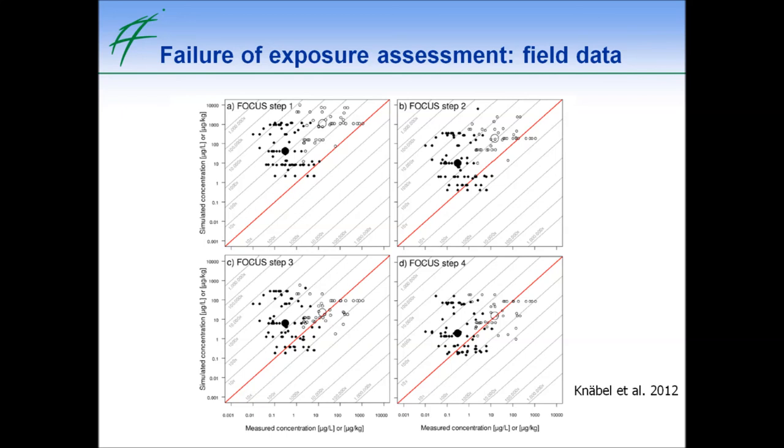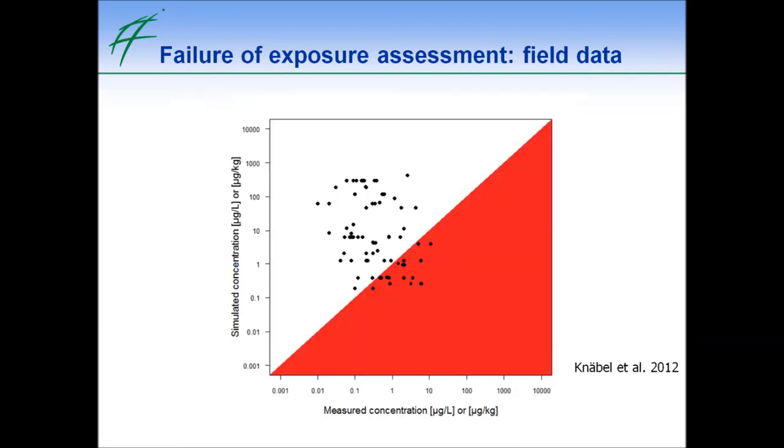For dots over the red line, the predicted concentration is higher than the measured. The most important dots are the ones under the red line, because in these cases the measured concentration is higher than the simulated, which means that the model underestimates the actual field concentration. We will now have a closer look at the results of step 3, because this is the most important step in the exposure assessment. The figure again shows the relationship between measured and predicted concentrations. All dots in the red area show the cases in which the measured concentrations are higher than the predicted concentrations, and therefore the model underestimates the actual field concentration.